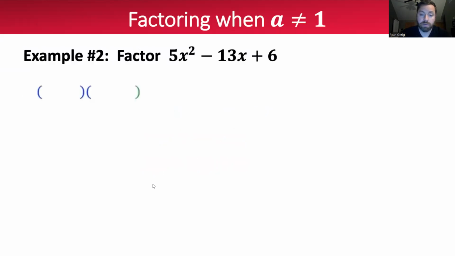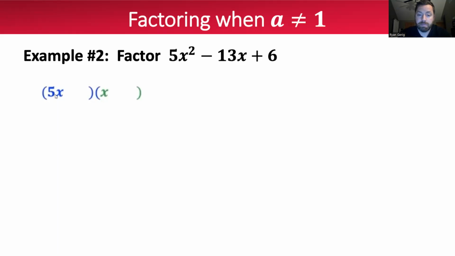All right. Now, there's not always going to be a GCF. In this case here, there's not a number that I can divide out of 5, 13, and 6. If there's not, what do we do? Well, I've got this 5x squared here, right? When a was 1, the only way you could possibly get x squared by multiplying was doing x times x. Now I've got 5x squared. In this case, the only way I can do that is to multiply 5x times x. But notice one of the terms is 5x.